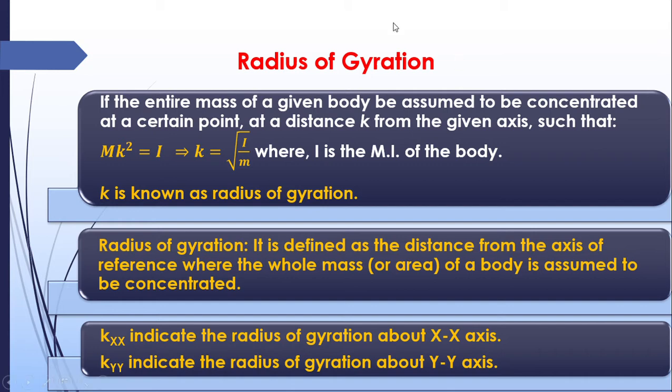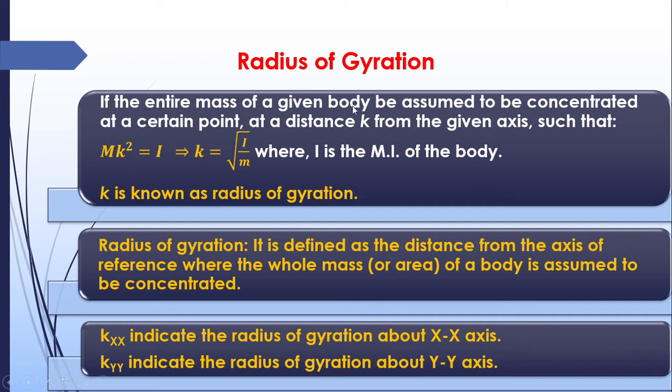So the radius of gyration, what is that? Radius of gyration is the distance from the axis of reference where the whole mass of the body is assumed to be concentrated. Okay, it is defined as the distance from the axis of reference where the whole mass of a body is assumed to be concentrated. I can explain it with the help of a figure later.